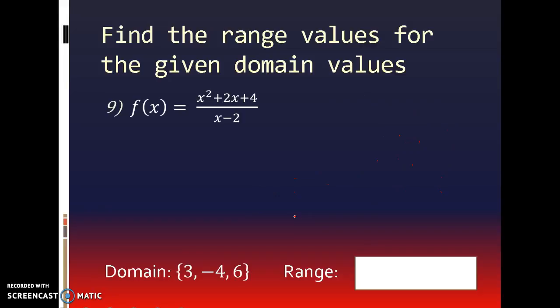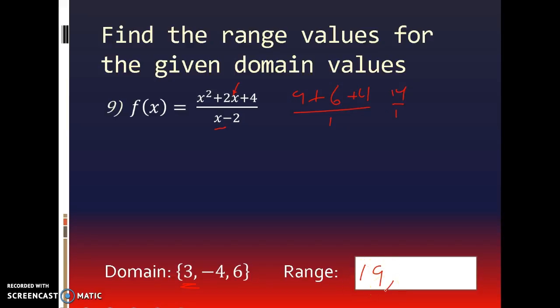All right, let's try the same thing with this example here. If I plug in 3 first, I'm going to have 3 squared. Well, let me just try to do some of this in our head here. 3 squared, that's 9, plus 2 times 3 is 6, plus 4, over 3 minus 2, which is 1. Well, 9 plus 6 is 15, plus 4, that's 19 over 1, which is 19. So there's the first range value.